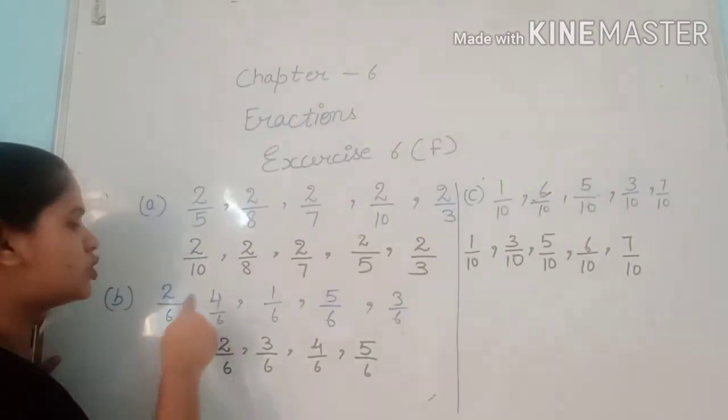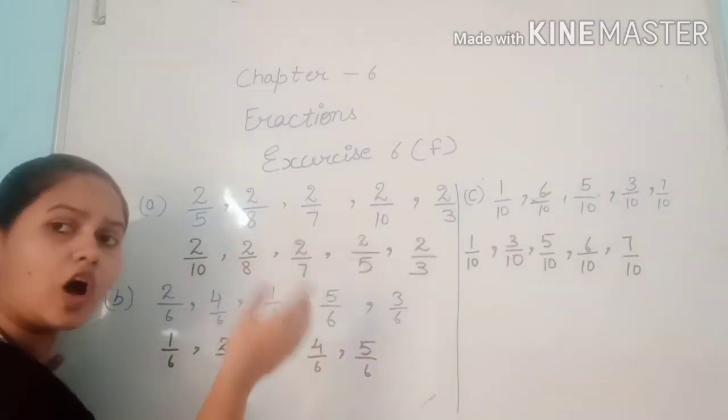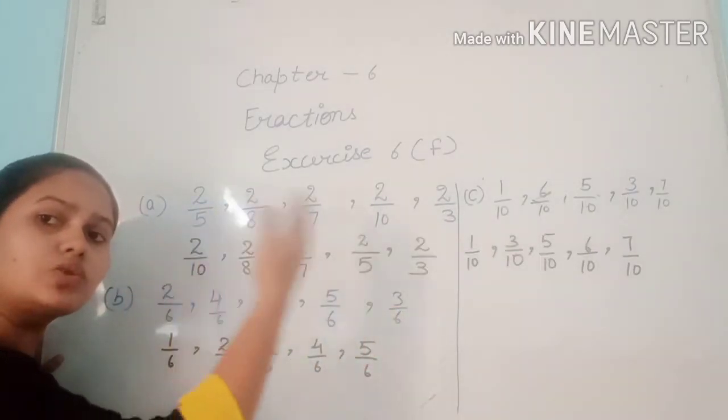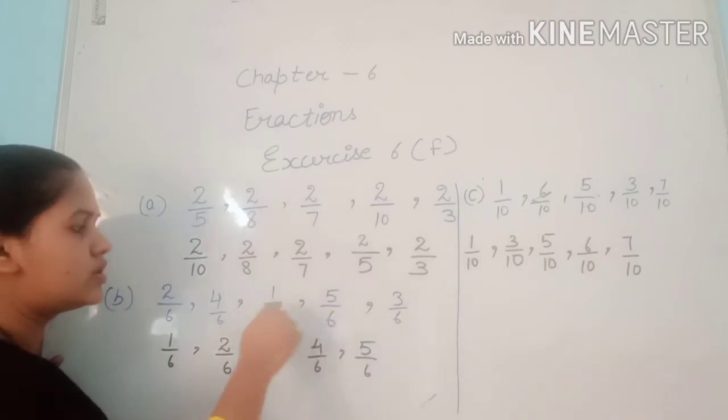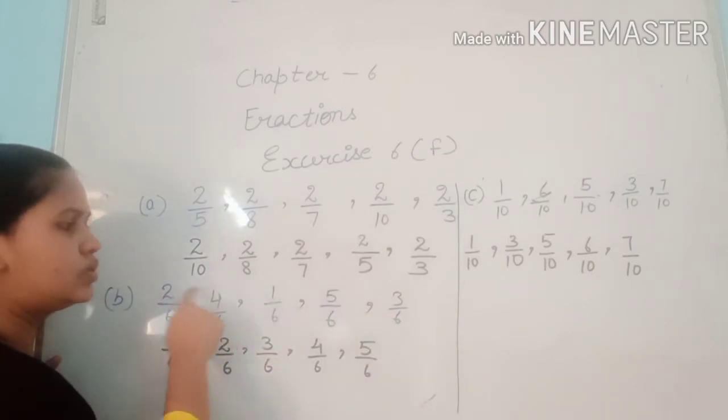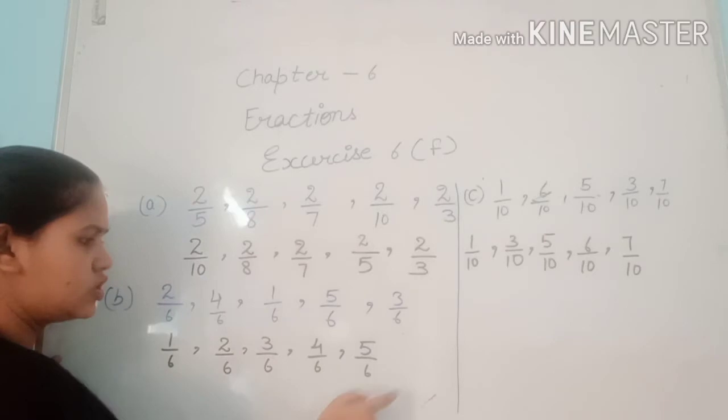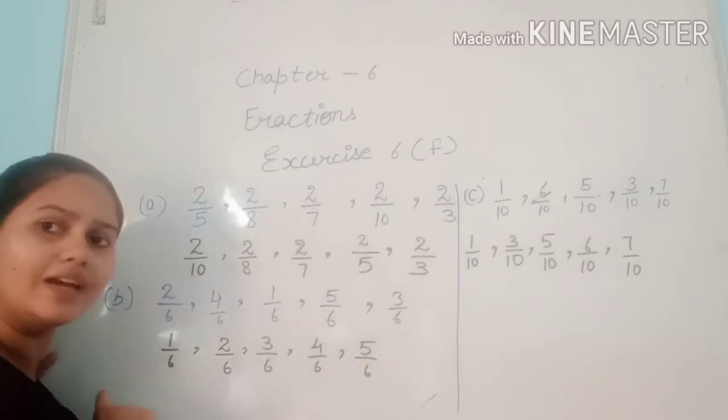So the numerators are 2, 4, 1, 5, 3. How will we arrange them from smallest to greatest? The smallest one is 1, then 2, then 3, 4, 5. So we have arranged them in ascending order, right?